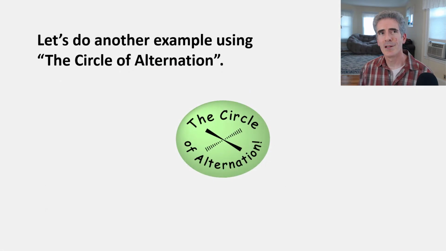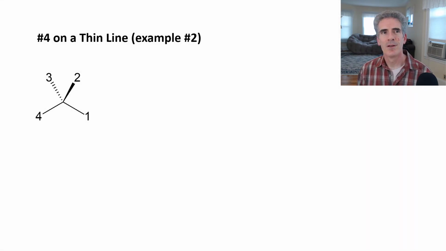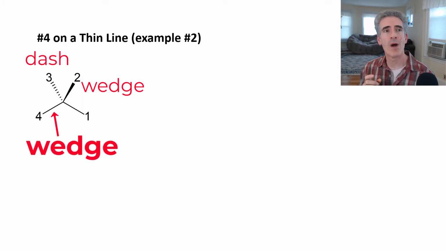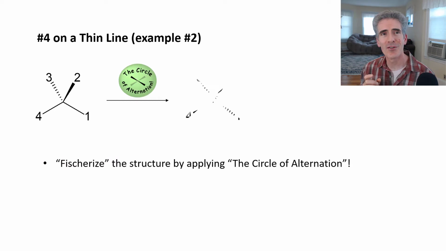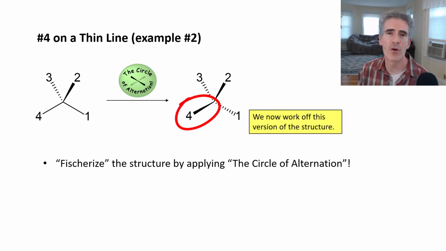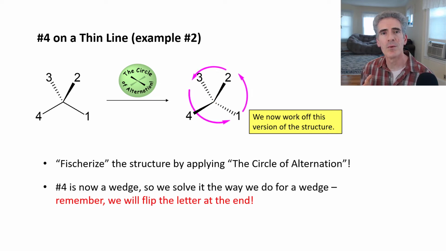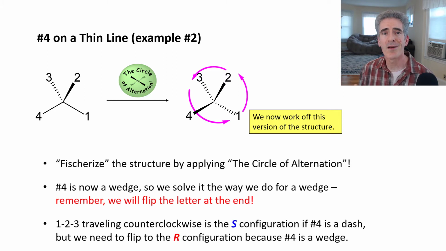All right, so let's do another one of these. We check out our structure. Number 4 is on the thin line. Boo! But not boo, because we can just apply the circle of alternation. I look at what's already presented. We have a wedge, then a dash, then you go wedge. Wedge, dash, wedge. We're applying the circle of alternation. There it is. Number 4 is on the wedge now. Okay, no problem. We just do what we learned when number 4 is on the wedge. This is traveling to the left, counterclockwise. Normally we would call that letter S, but we're going to flip that into letter R in this case.